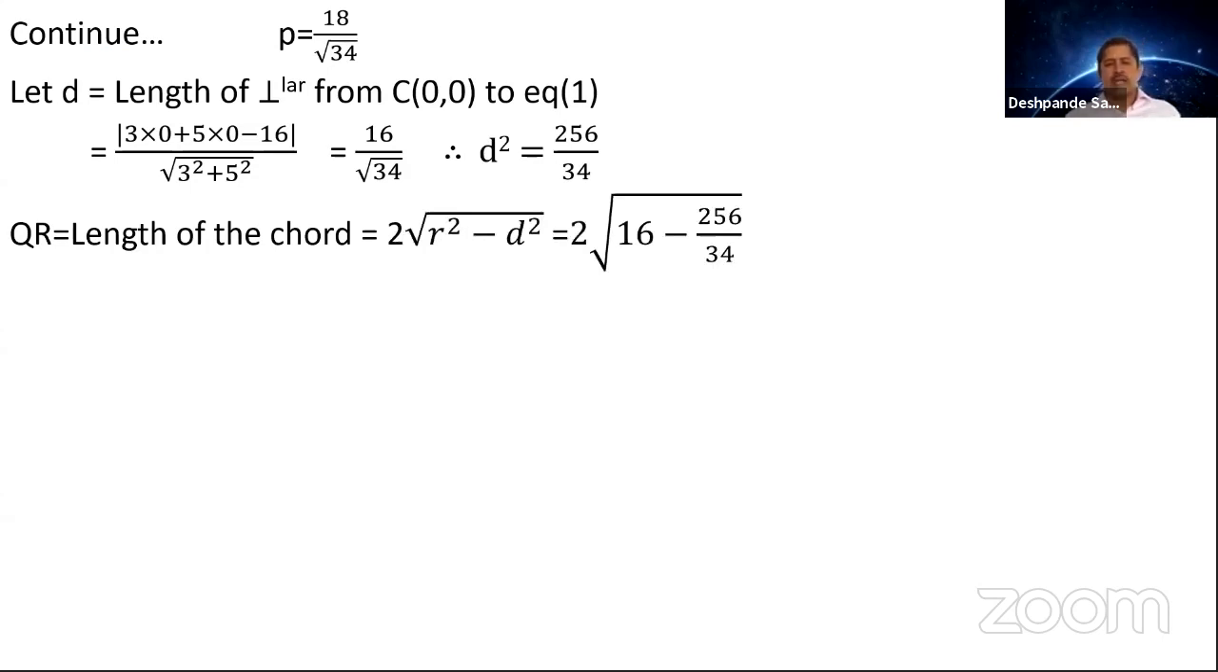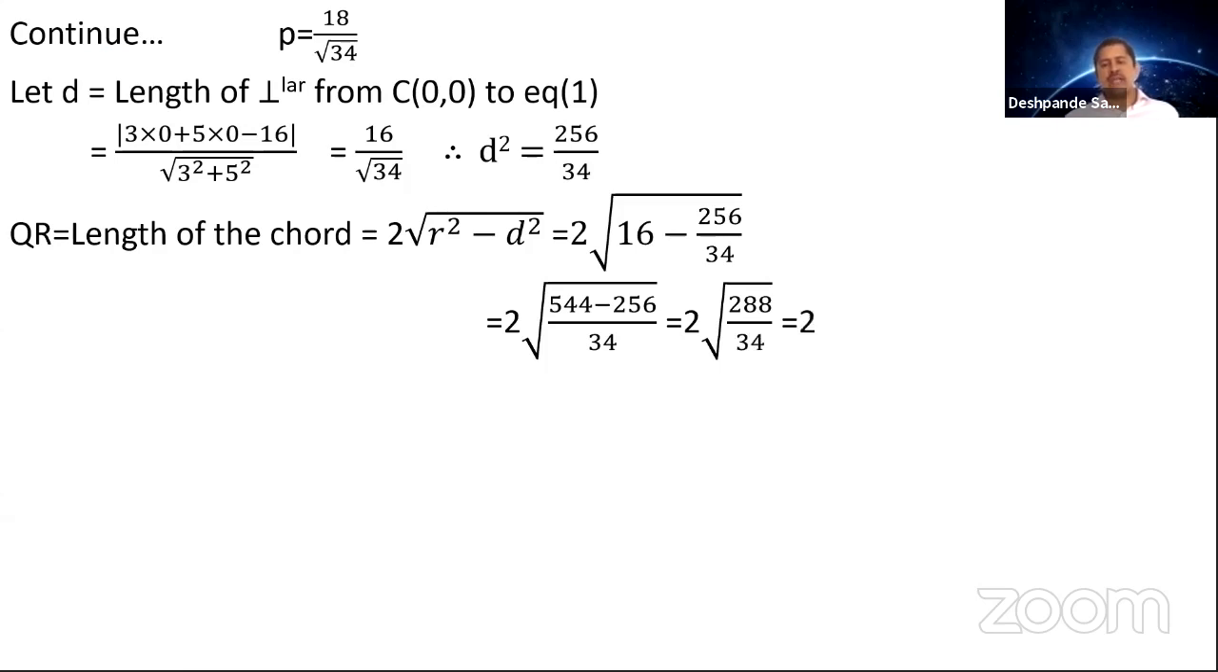So r square value is 16, d square value is 256 by 34. So you take the LCM here. LCM is 34. So you get 2 into root over (16 into 34 is 544 minus 256) divided by 34. So 544 minus 256 is 288. So 288 by 34.